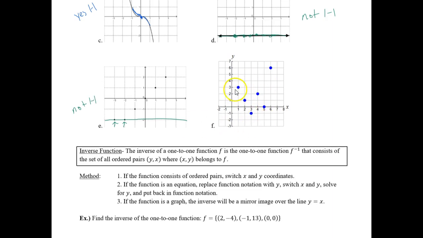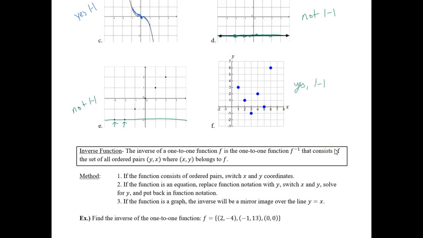On part F here, I do vertical lines, slicing through my graph, and I'm only touching one point at any given time. Then I do my horizontal line test. I slice my graph horizontally, and I see I'm only touching one point at a time with each horizontal line. So it passed both the vertical and horizontal line tests.